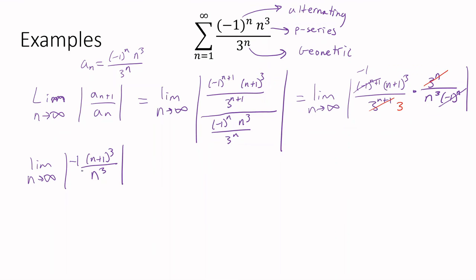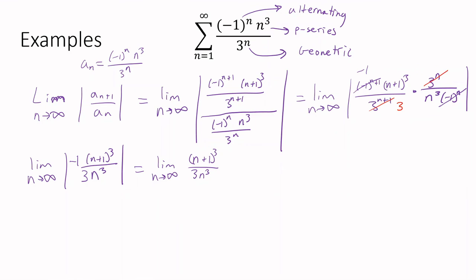And don't forget your 3 there. Okay, so then we're taking the absolute value, so that gets rid of the -1. So that's really nice. n goes to infinity. And then every other term is positive, so I can just rewrite it like this.